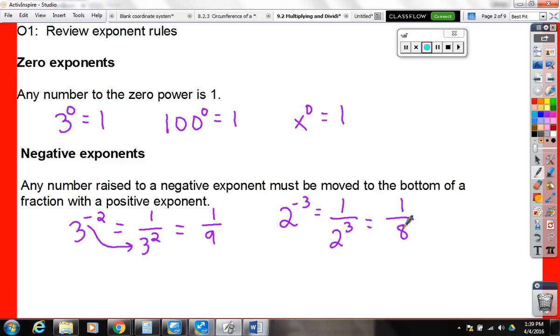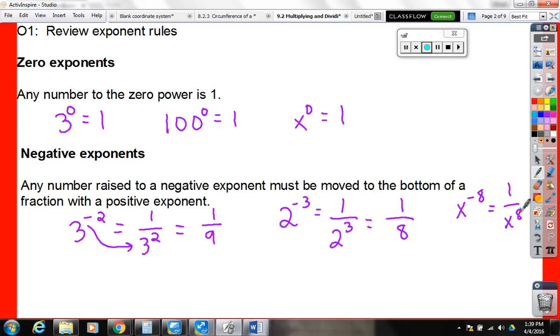If we have x to the negative 8th power, how would we write that as a positive exponent? Maddie, what do you think? 1 over x to the 8th. Good, 1 over x to the 8th.